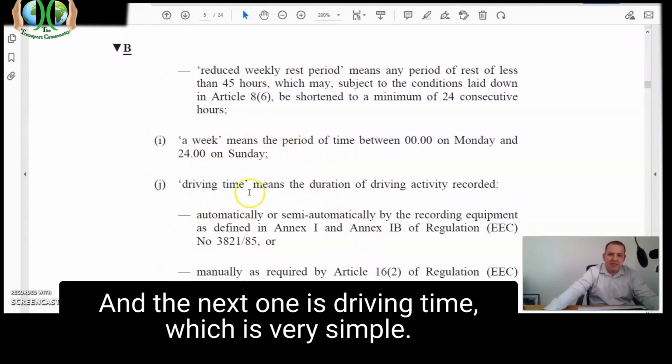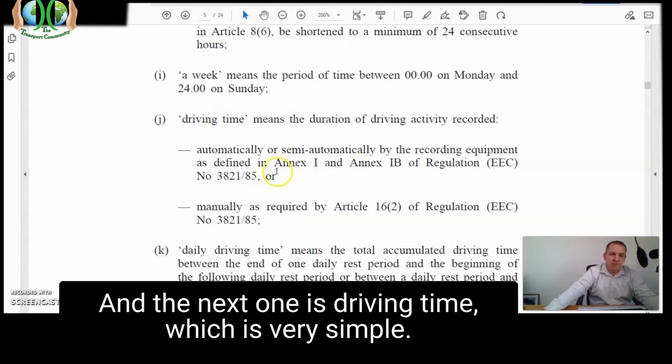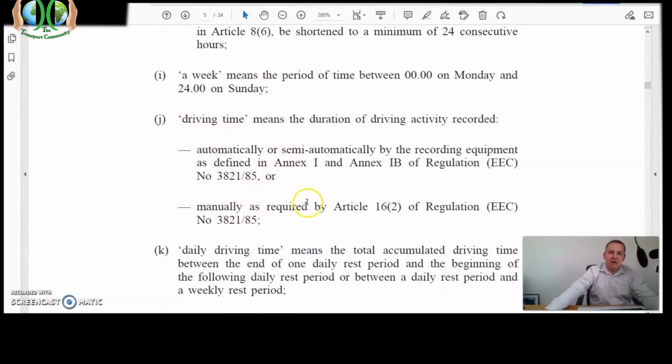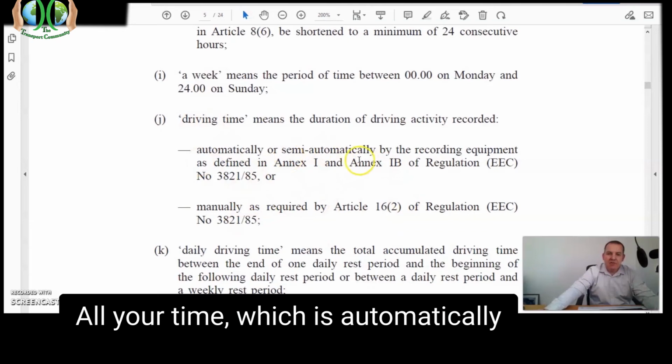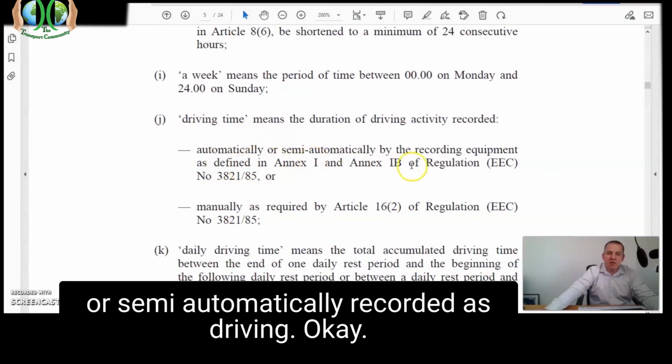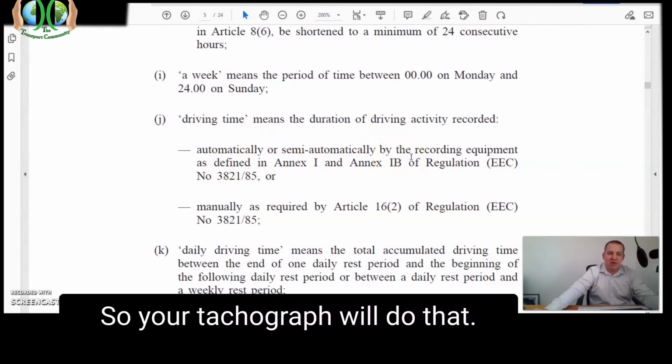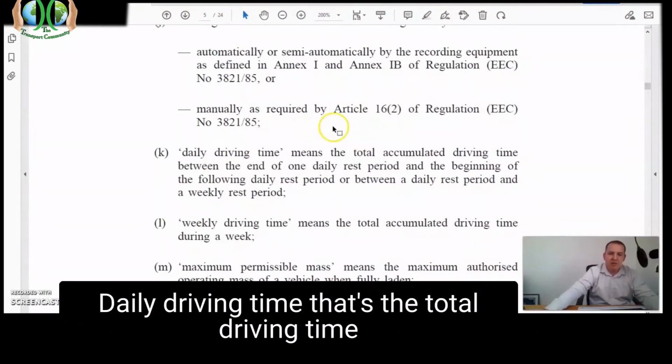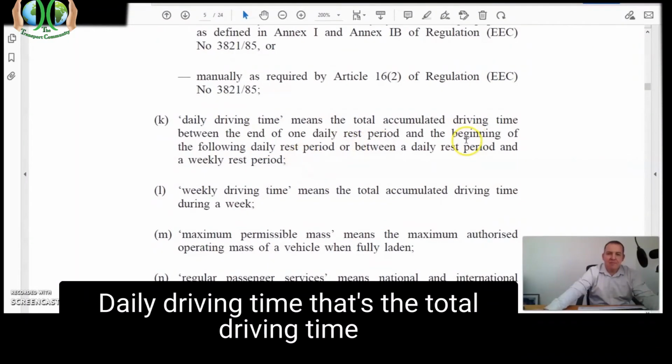Okay, and the next one is driving time, which is very simple. All your time which is automatically or semi-automatically recorded as driving. Okay, so your tachograph will do that. It's very simple. Daily driving time.